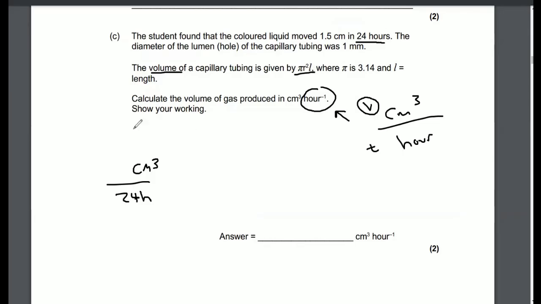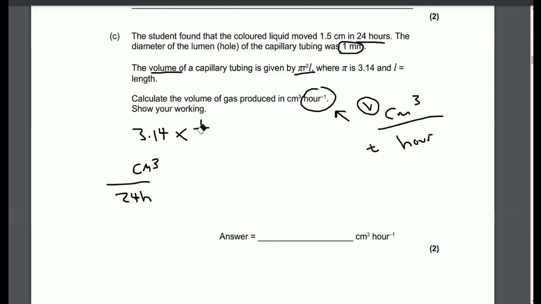We're going to need to do 3.14, which is pi. It says to assume it's 3.14. We need to times it by the radius squared. So what's the radius? Right, the diameter is 1 millimeter. We've got a little trick here. We've been given centimeters and millimeters. Well, look, our answer's in centimeter cubed. So we need to convert that from millimeters. Now, there are 10 millimeters in a centimeter, so we need to do 1 over 10.